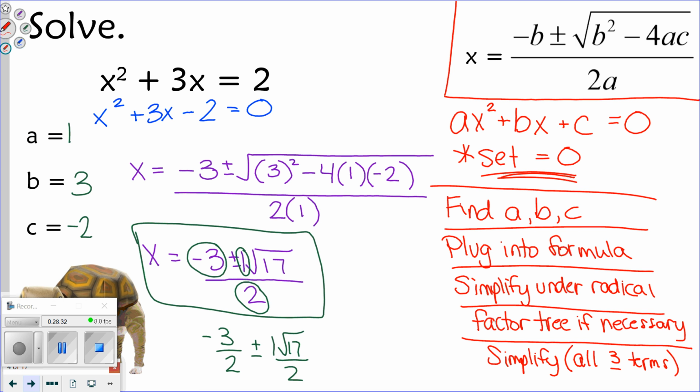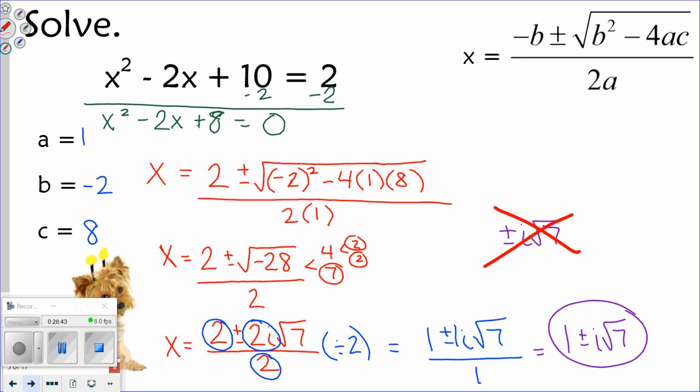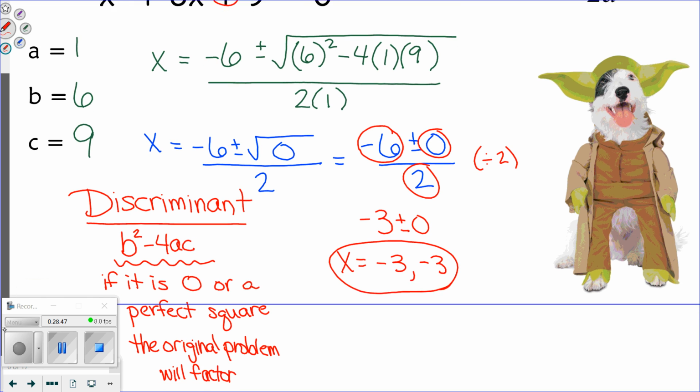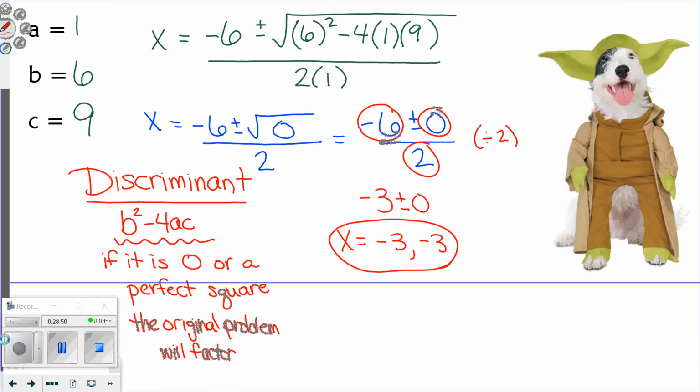Oh yeah, this one. Would this one have factored? The number underneath the radical was 17. That's not 0 or a perfect square. This one would not factor. Okay, on the discriminant, I got: b squared minus 4ac is 0 or a perfect square, comma, the original problem will factor.